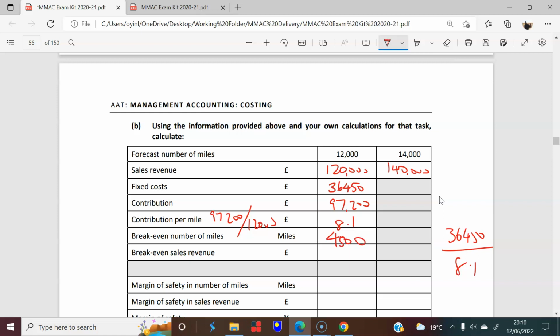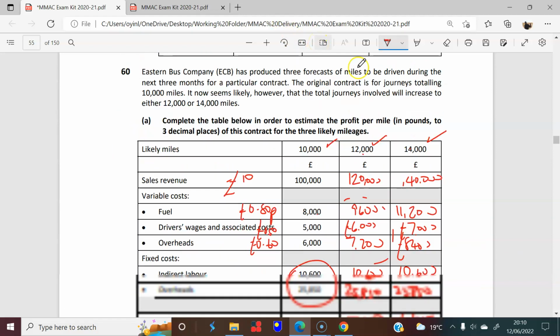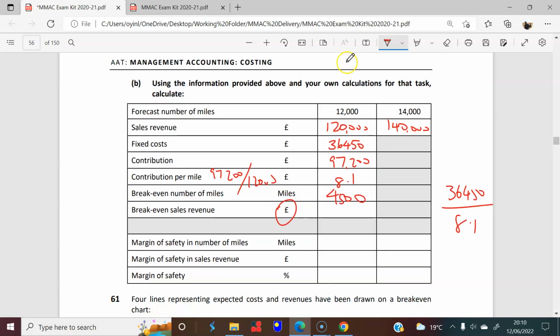Right, 4,500 miles. And in pounds sterling, the break-even revenue must be this times the price. I think we're selling at £10 a mile. It is £10. So multiply that by 10, and so we have 45,000. Now, your break-even revenue is 45,000. Your break-even number of miles is 4,500.